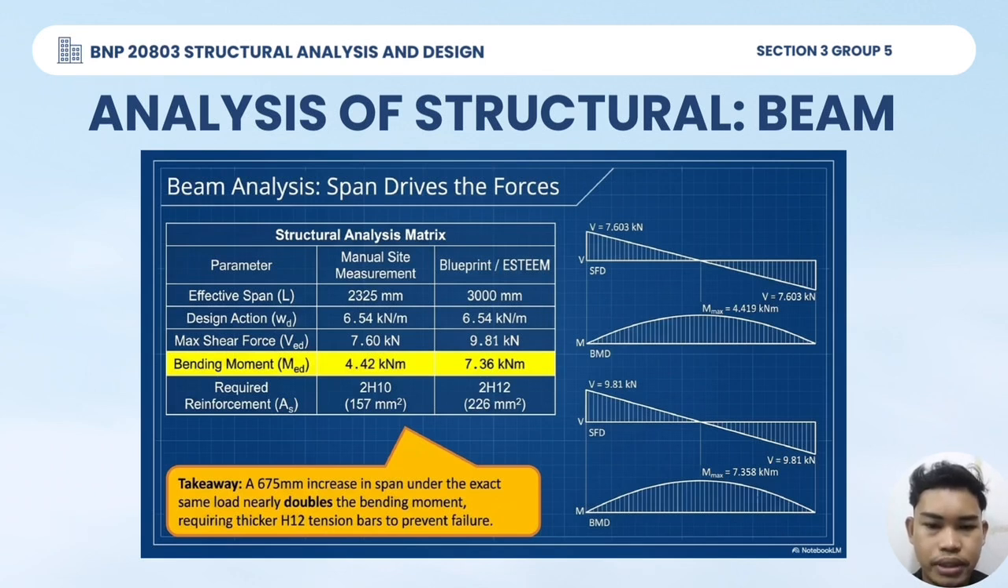And lastly is the required reinforcement for the steel bar. For the manual site measurement, the required steel bar that we assume is 2H10, which has a value of 157 mm square. And for the STM we are required to use 2H12, which has a value of 226 mm square. And lastly, a 675 mm increase in span under the exact same load nearly doubles the bending moment. That requires a thicker H12 tension bar to prevent failure.